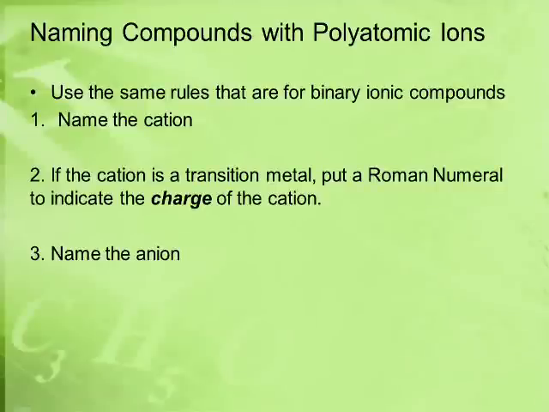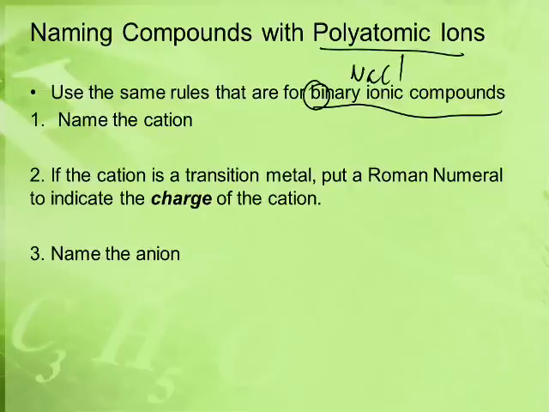Naming the compounds of polyatomic ions, it's the same rules as for the binary. Binary is 2, so just like sodium chloride, it's going to be the same thing with polyatomic. We're going to name the cation, and that might be a polyatomic. And if the cation is a transition metal, we're going to put a Roman numeral in front of it to indicate the charge. Then we're going to name the anion. And the anion might be a polyatomic, so then we'll name the polyatomic.